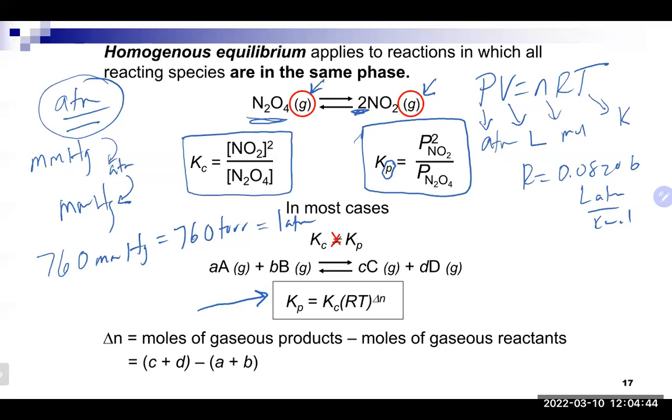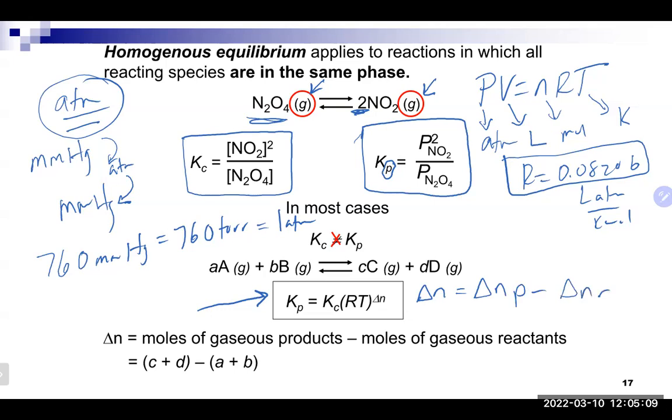So the Kp value would equal the Kc value times (RT) to the delta n. R is this R right here. The T is temperature, which also needs to be in Kelvin. And the delta n is the change in the number of moles of gases. So the delta n is the moles of products minus the moles of reactants.